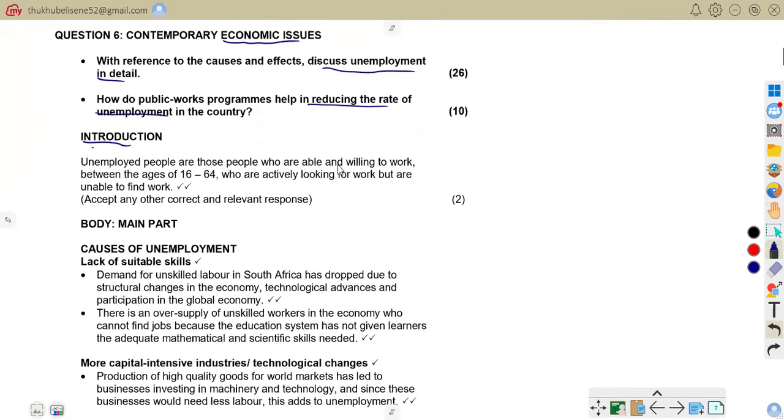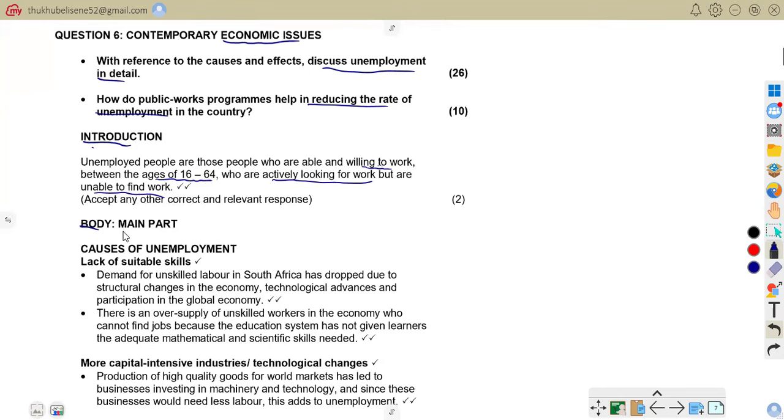The unemployed are those people who are able and willing to work. They form part of the labour force. People with the necessary skills, people who are competent, can be able to work, but they can't find work. That's what it means. So they are between the ages of 16 to 64 and are actively looking for work, but are unable to find work. That is the introduction that we can give.